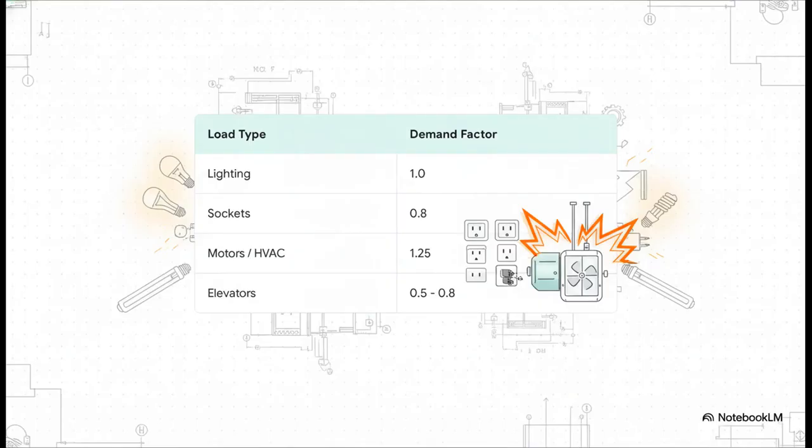So this is where it gets really interesting, because it shows you how we think about the real world. Lighting, we give that a factor of 1. Why? Because it's totally plausible that all the lights could be on at the same time. But sockets? We only figure about 80%, because what are the chances that every single outlet is being used at the exact same moment? Pretty slim. And then you've got motors, jumping up to 1.25.